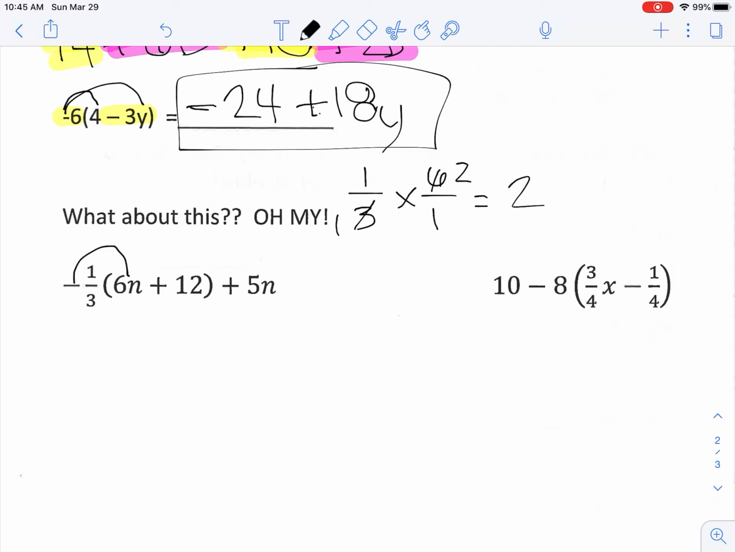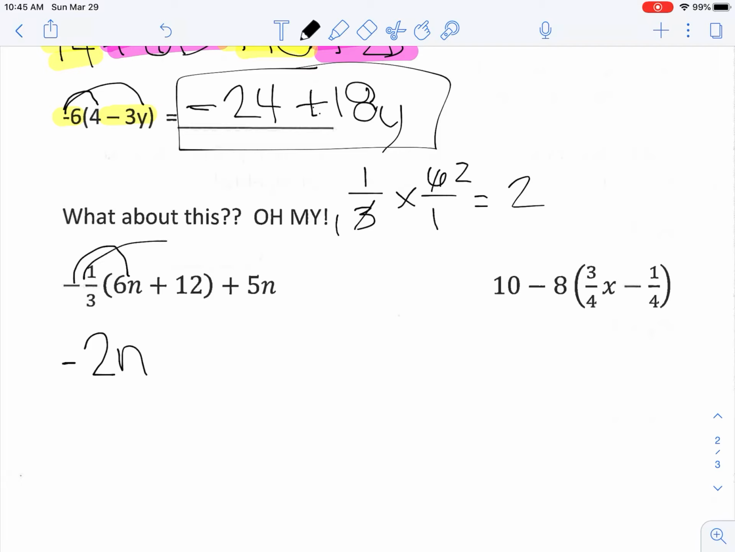Or you can think of what is 1/3 of 6. Let's say you have 6 pieces of candy. You're going to split those 6 pieces of candy 3 ways. Each person gets 2 pieces of candy, right? So 1/3 of 6 is 2. So 1/3 of 6n is 2n, but it was a negative 1/3. Negative times positive is negative.